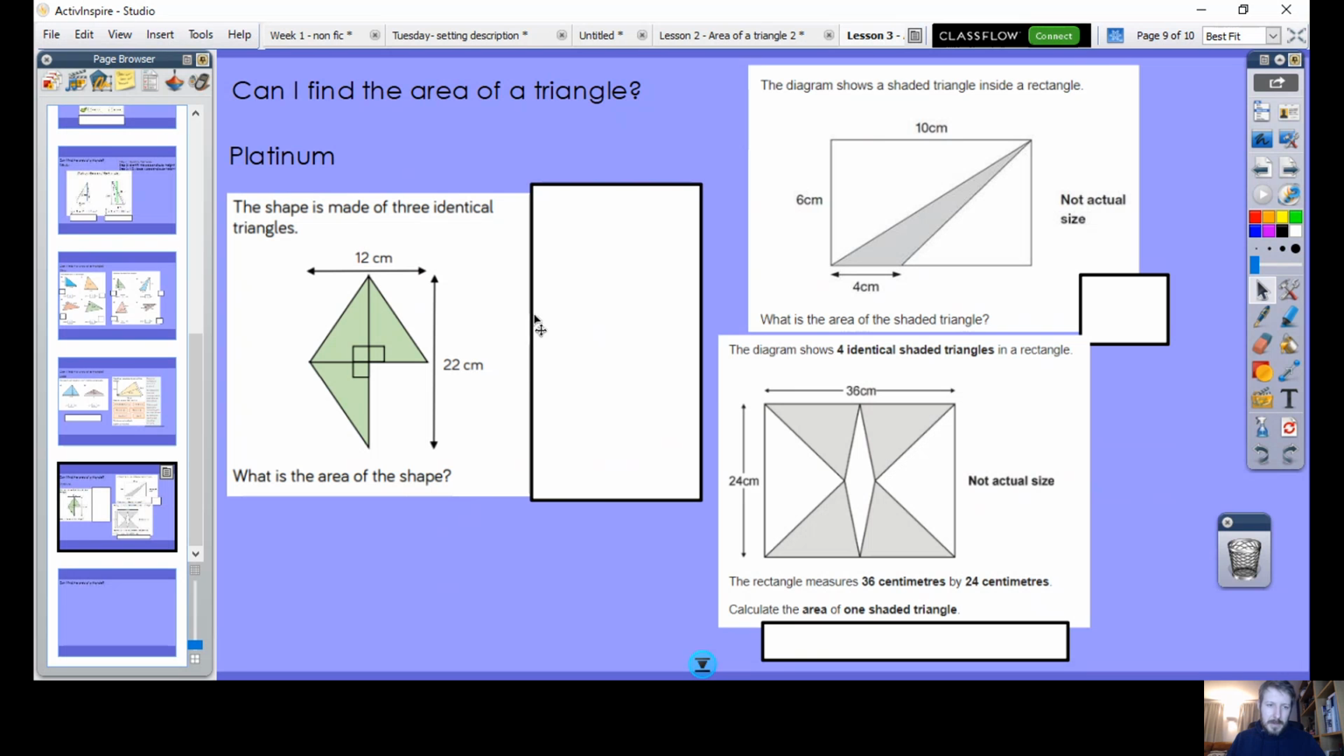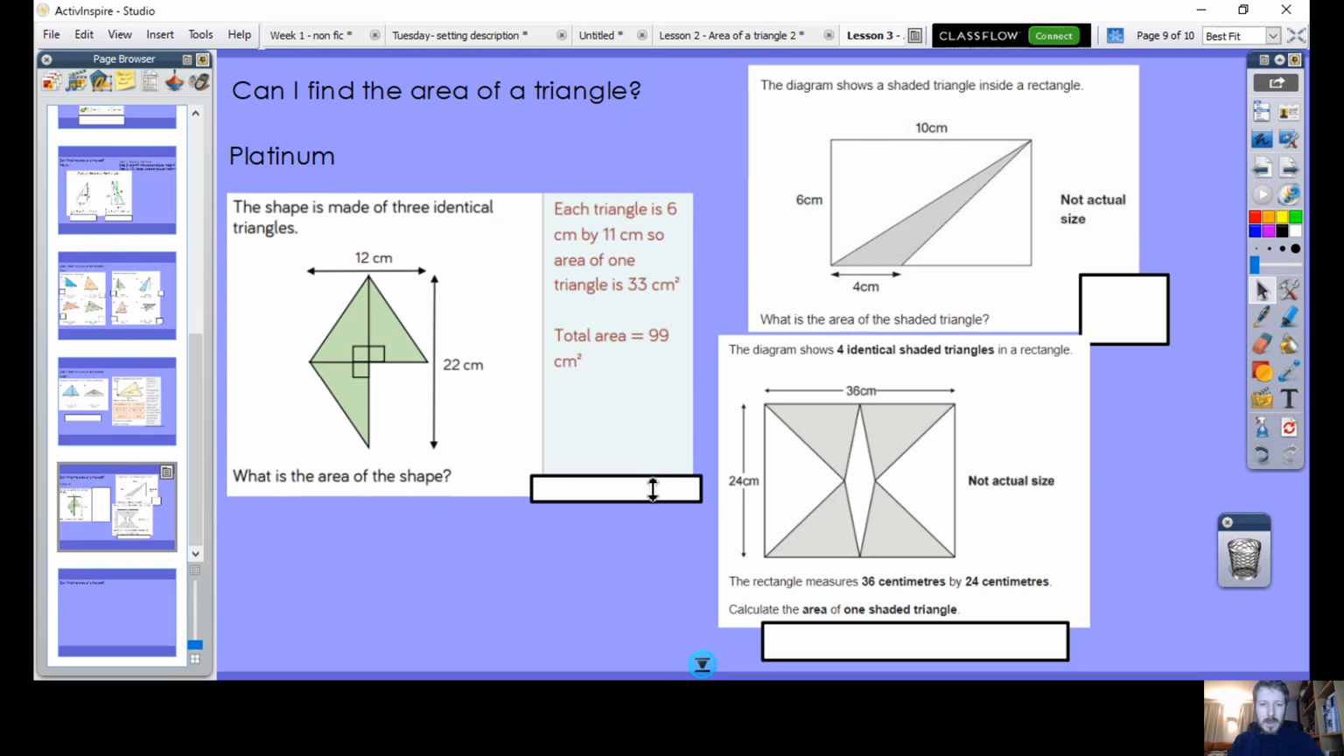All right, so the shape is made up of 3 identical triangles. What is the area of the shape? So you needed to find probably the area of one of them and then multiply that by 3 to find the area of all of them. Each triangle is 6 centimeters by 11 centimeters, so the area of one triangle will be 33 centimeters squared, which means the area of all 3 of them would be 99 centimeters squared.